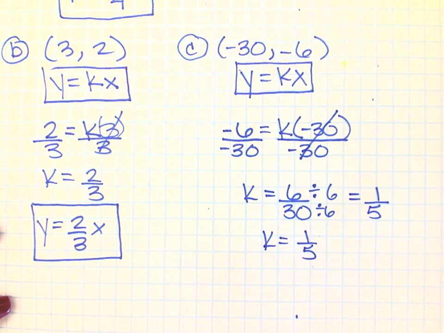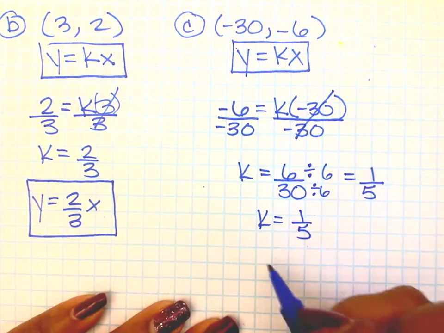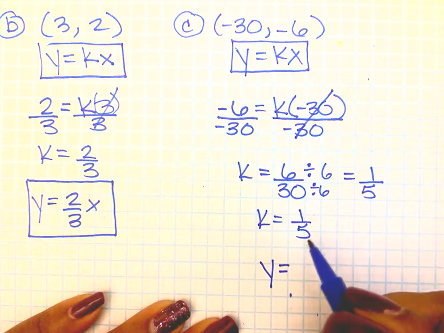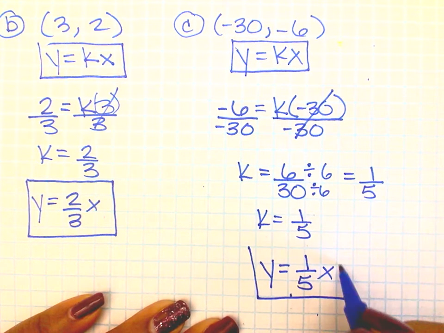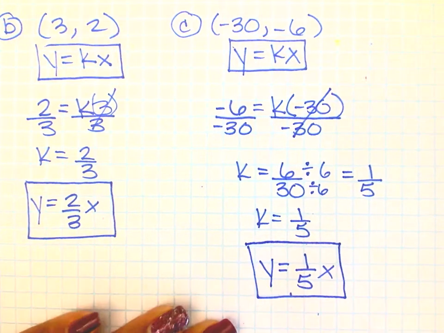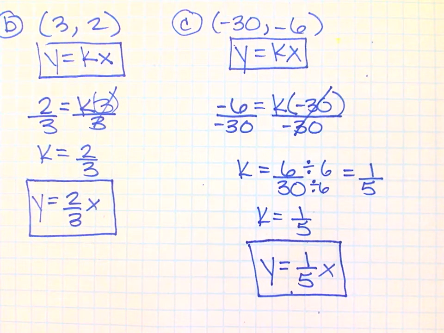Alright, we found k. Are we done? No. Write it in the equation. Y equals, k is 1/5, x. All they want you to do is find the equation. It's very simple. Pencil up once you have written that down. Take your time.